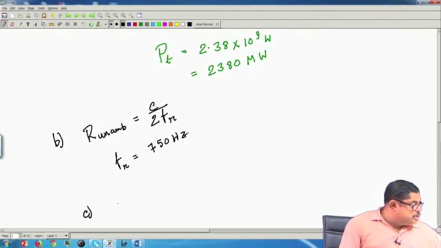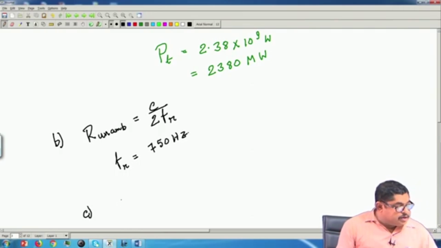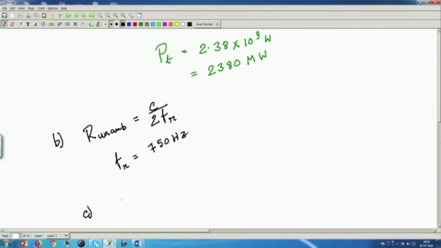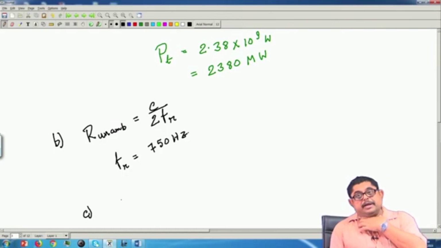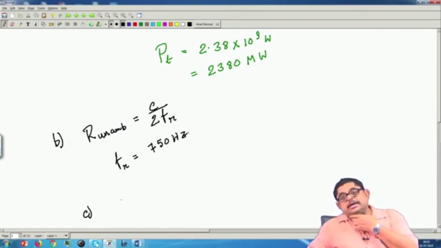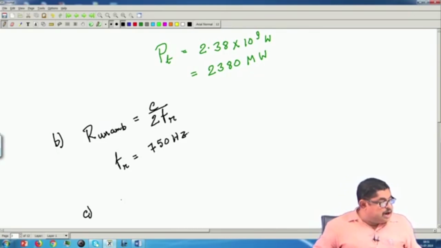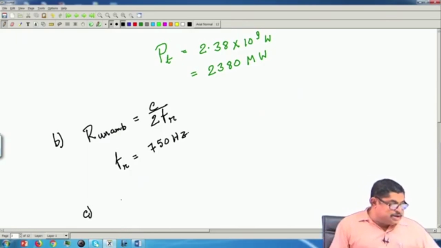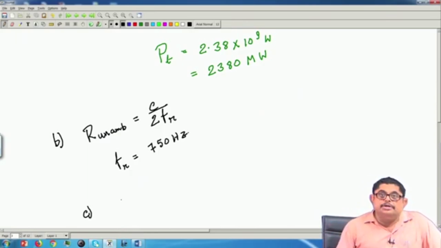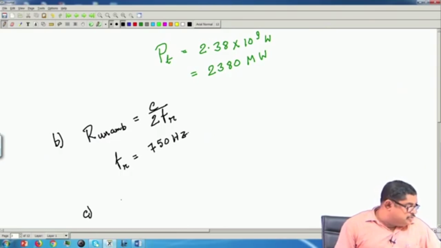Now come to part C. What is part C saying? That average transmitter power. You see that we have found peak power. So, we have seen that if we know the duty cycle, we can find it out. Now, what is the pulse duty cycle? Directly it is not said, but indirectly it has been said. Actually, the minimum detection range is required to be 300 meter.